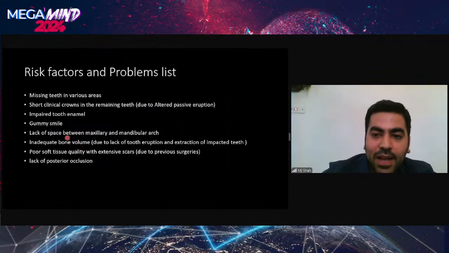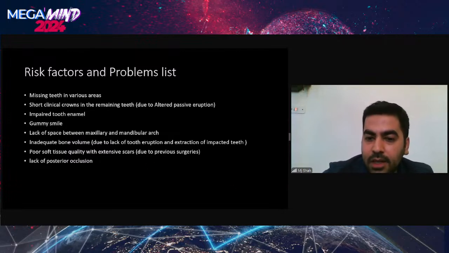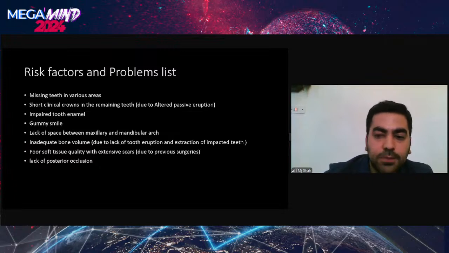Let's list the risk factors and problems of the patient. Missing teeth in various areas, short clinical crowns in the remaining teeth, impaired tooth enamel, a patient with a high gummy smile, inappropriate interarch spaces, and inadequate bone volume, poor soft tissue quality with extensive scars, and finally, lack of posterior occlusion.